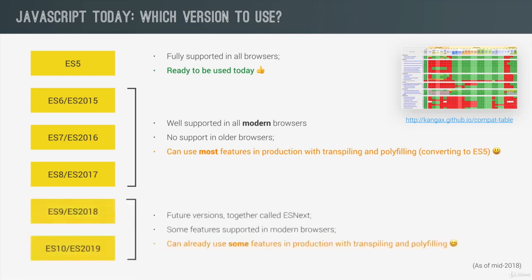Next up, there are the future versions of the language like ES9, ES10, and so on. And these future versions together are many times called ES Next. Now some features of these future versions are actually already implemented in some browsers, and so you could use them by transpiling and polyfilling your code today. But to be honest, I wouldn't really advise you to do so at this point, because I believe that ES6, ES7 and ES8 together are powerful enough to bring the JavaScript development experience to a whole new level already, as you will see a bit later in the course, alright?